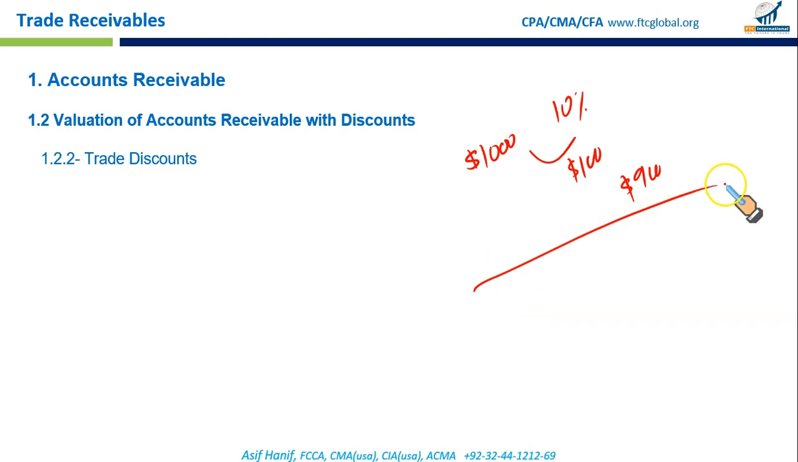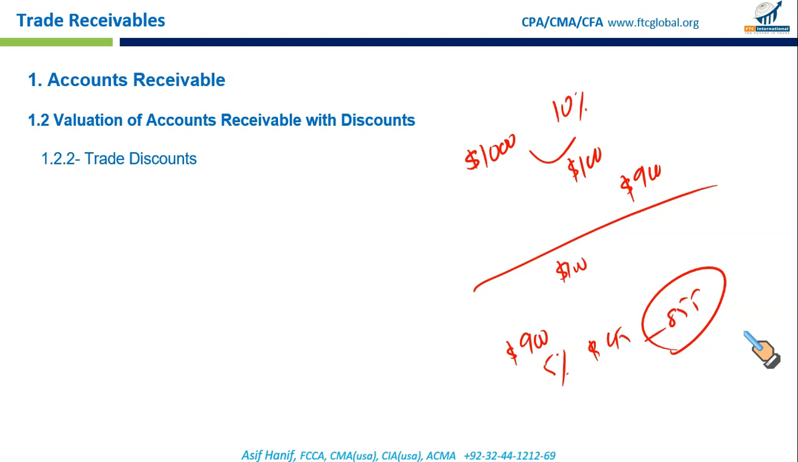Now, if there are multiple discounts like 10% and 5%, first we apply the first trade discount, which will be $100 as above. And on the remaining amount, $900, we apply another discount, 5%, and that will reduce the price further by 45, so $855. This is the final sales price we will record in the company's books, right? So these are called sequential application or sequential discounts.